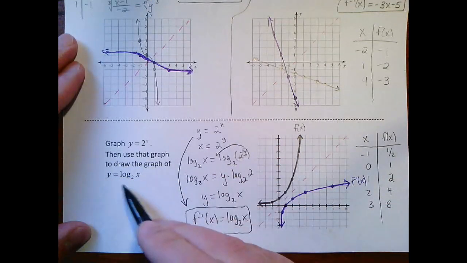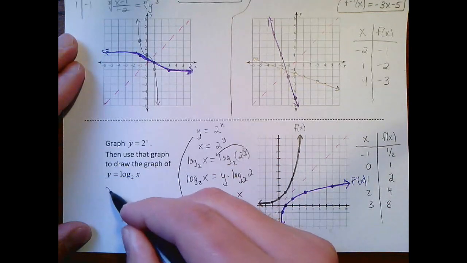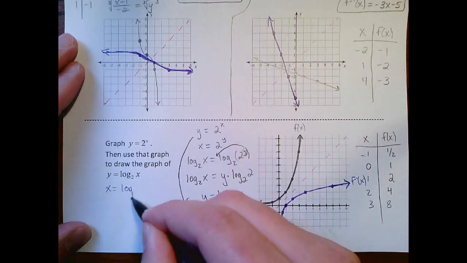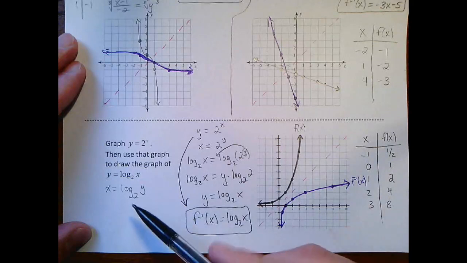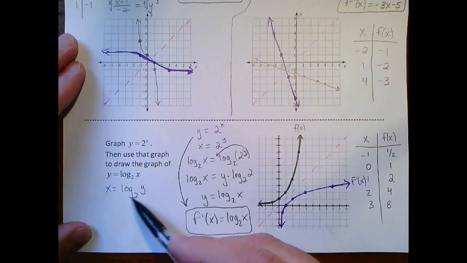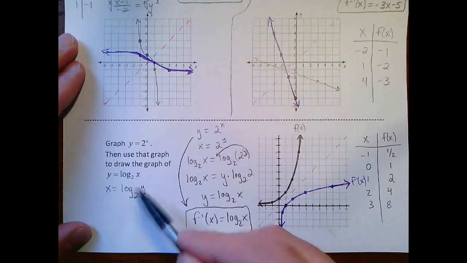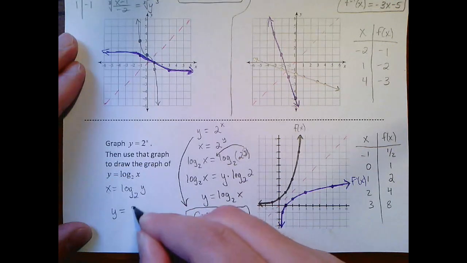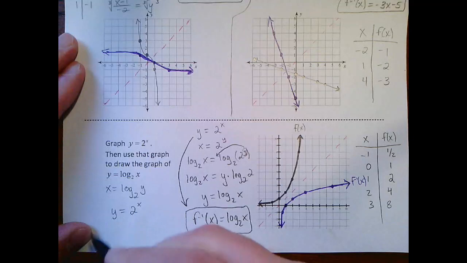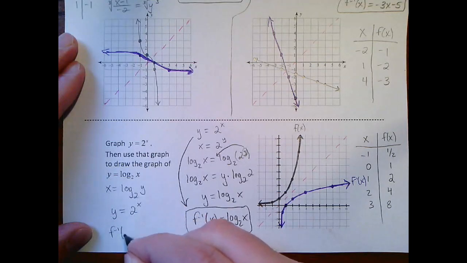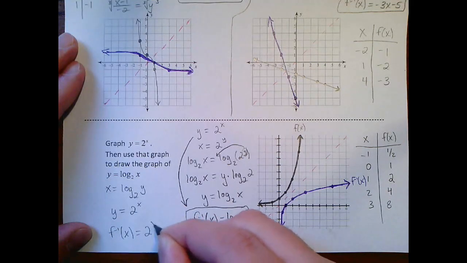Well, the first step here would be to switch the x's and y's. So then x would be equal to log base 2 of y. How could I solve for y? Well, then I could just switch this to exponential form. I know that the base to this power should always be equal to this. So then y would be equal to 2 to the x power. Well, I just solved for y. That means that that's the inverse. So the inverse is equal to 2 to the x.